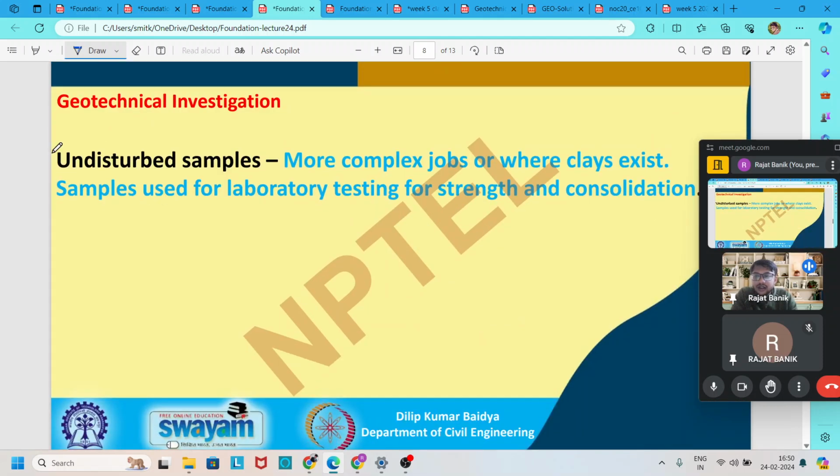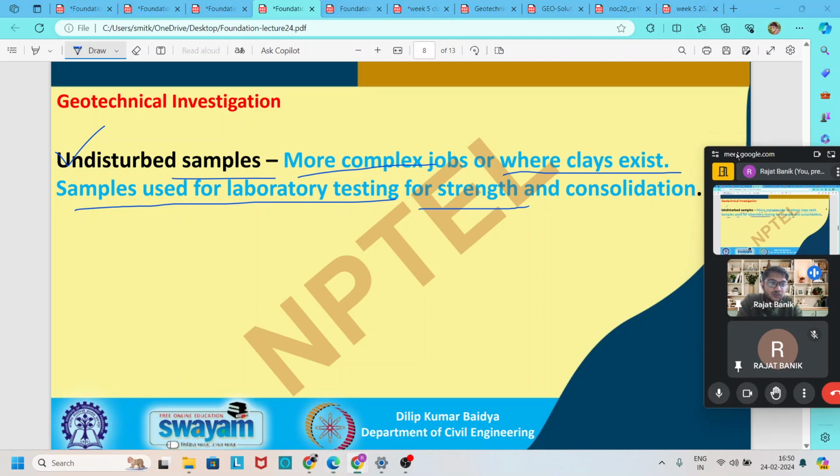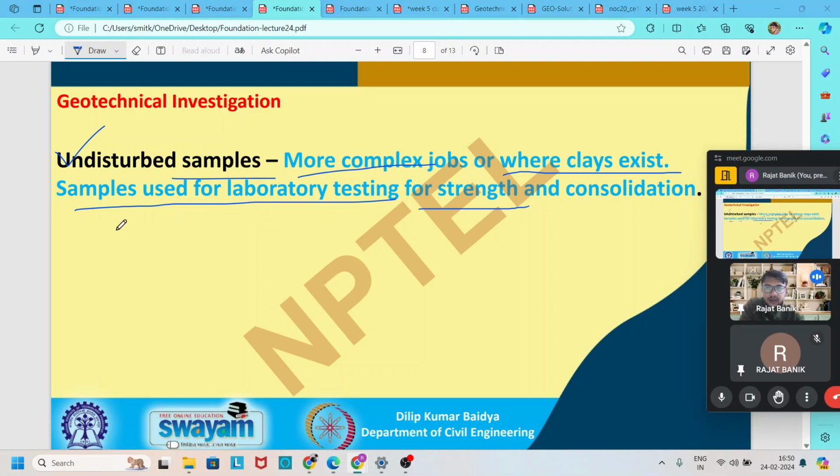Then there is the undisturbed sampler. It is used for more complex jobs and where clay exists, and the samples are used for laboratory testing to find out the strength and consolidation. So this type of sampler, the undisturbed sampler, is mostly used for clay and for complex jobs, and with this sampler we can find out the strength and consolidation of the soil.